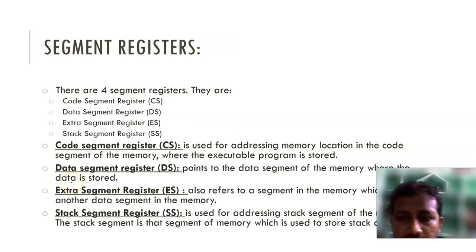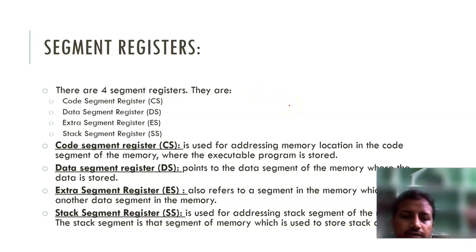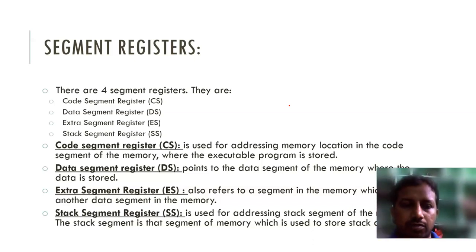First of all, there are 4 memory segments. As you know, the 8086 microprocessor is a 16-bit microprocessor. It has a 16-bit data bus and a 20-bit address bus. Using a 20-bit address bus, we can address up to 2 to the power 20 memory locations, which is equal to 1 MB of memory space.